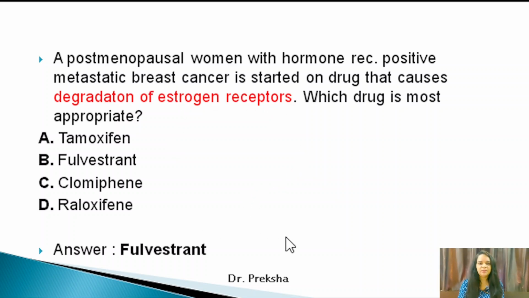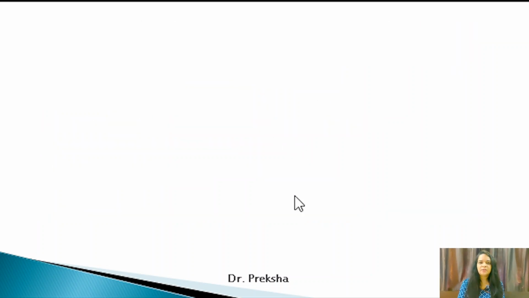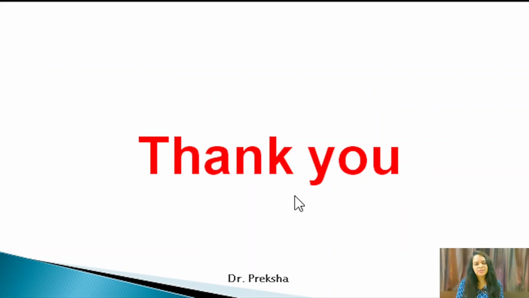Fulvestrant: how can you remember that these drugs are downregulators? That means it causes degradation of the estrogen receptor. So remember, selective estrogen receptor modulators act differently on the different tissues, and selective estrogen receptor downregulators cause degradation of the estrogen receptor. So this is a very important concept. Here you can easily remember that the downregulator causes degradation. So D stands for degradation. So this was about selective estrogen receptor modulators and selective estrogen receptor downregulators.